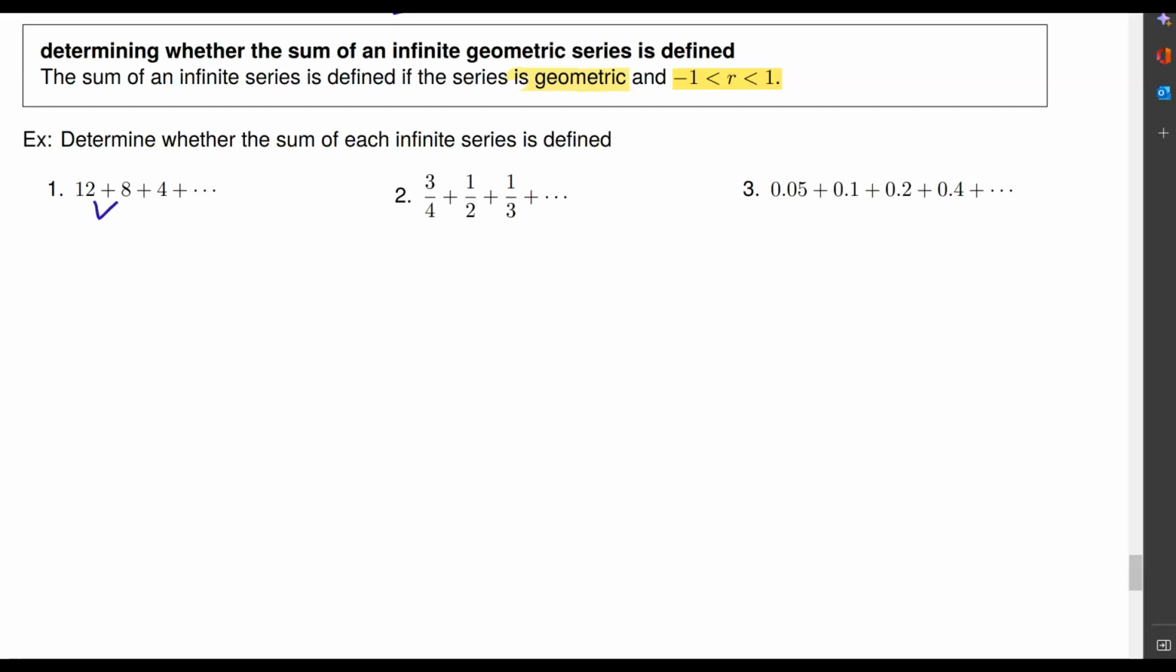So if I look here, 12 to 8 to 4, well, I'm subtracting here, right? So this is a -4 minus 4. So because it fails the geometric part, this is not geometric, right? Therefore, it's not defined.